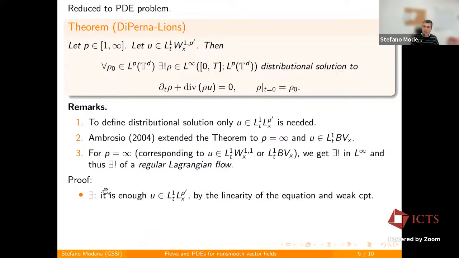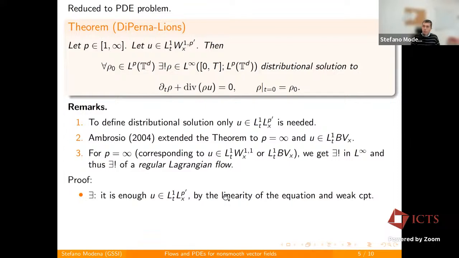As I mentioned before, the existence is a very easy task. In fact, it is enough to assume this condition. So once we are sure that the product rho times u is well defined, and we have said that this is the combination of classes that we need to make sense of this distribution, then existence is fine.